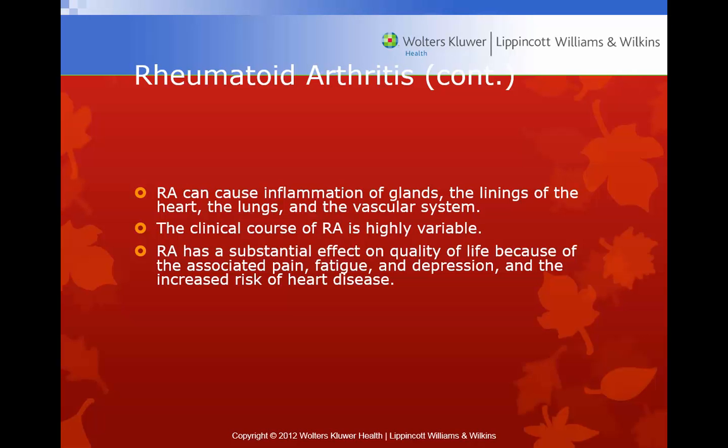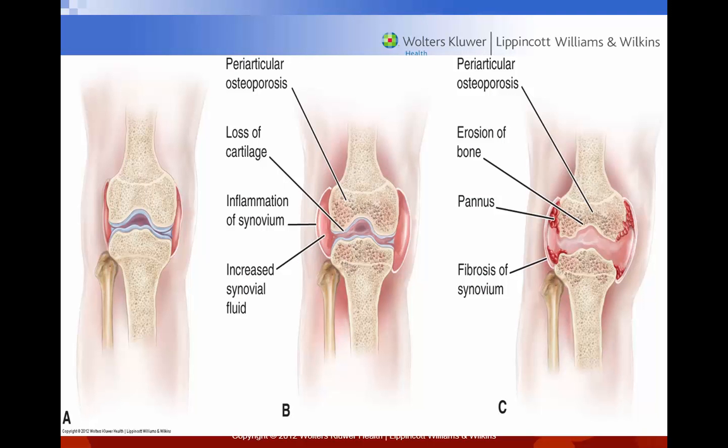So, in looking at the joints here, Figure A is a normal joint. Figure B is an early rheumatoid arthritis joint, and Figure C is a late rheumatoid arthritis joint. That figure is on page 462 in your book, but that is how the joint progresses.